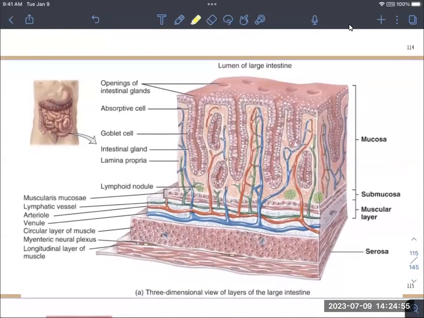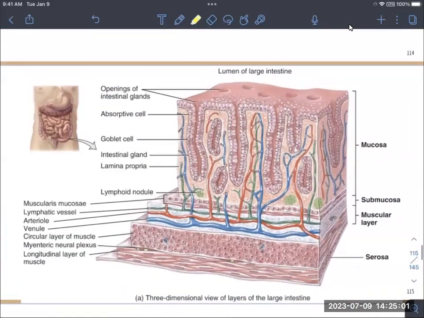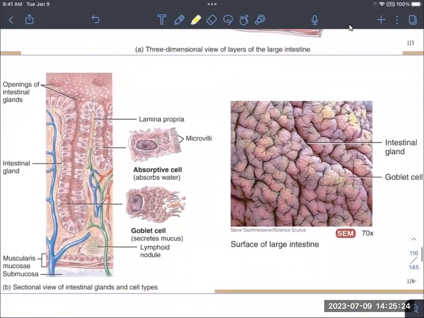Within our large intestine, we have a lot of different cells again. We have all of these absorptive cells that are absorbing our fluids, mostly our water. We have these goblet cells that are making sure that this area is lubricated, secreting mucus so the contents can move pretty smoothly through. So these different cells line these areas to allow movement of contents and absorption of water.